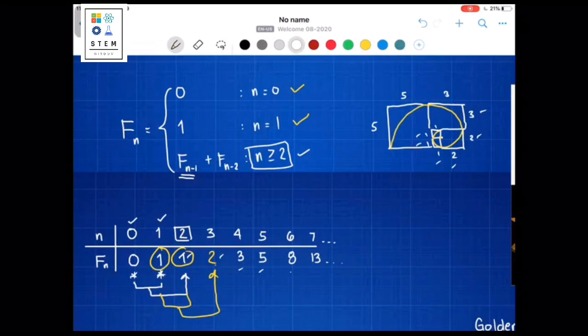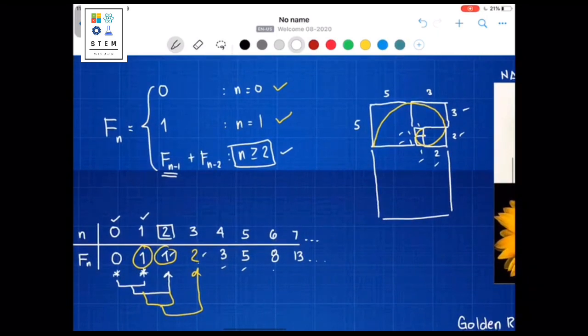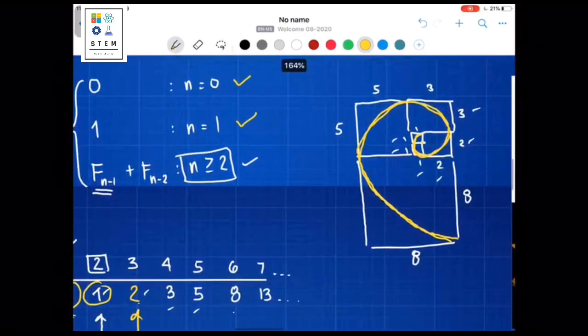Okay, so pag tinuloy-tuloy nyo yung pattern, makikita nyo, makaka-form ka ng tinatawag na spiral. So, 5 plus 3 will be 8 by 8. So, makaka-form tayo ng spiral. Okay, so yung spiral na to, na-form natin using Fibonacci sequence. Okay, so yung spiral na yan, ang kagandahan yan, makikita natin yan sa nature.